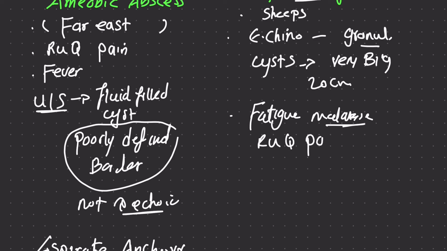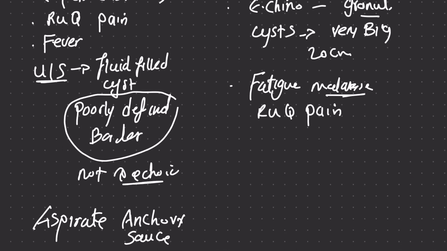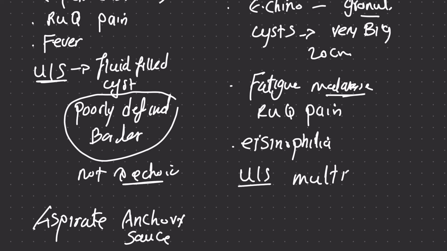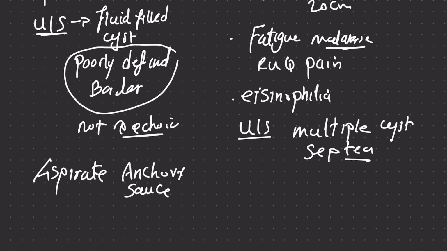And with the history that you will get from the patient, you will know that this might be a hydatid cyst. You will do the liver function and it will show eosinophilia. Eosinophilia will be there when you do the liver function for the patient. Ultrasound will show multiple cysts with septi in between. Okay? So you need to know that.